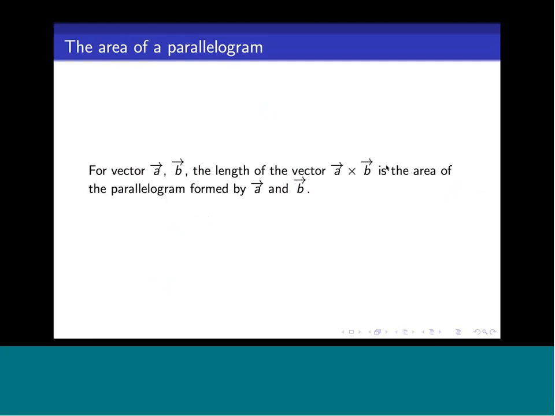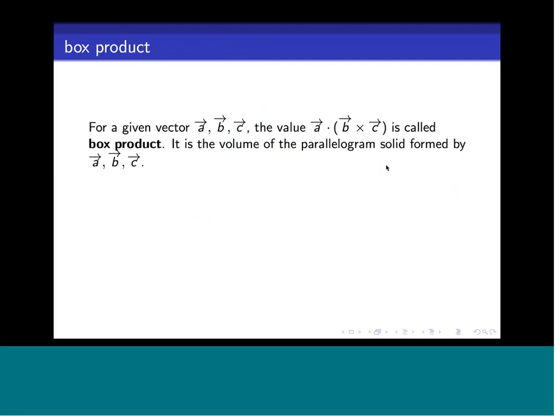The length of the vector AB is the area of the parallelogram formed by AB. Okay, two-dimension, three-dimension. So for given vectors A, B, C, the value A dot B cross C is called the box product. Okay, it's just the name. It's not as important as the dot product or the cross product.